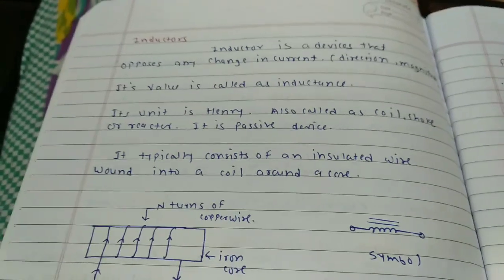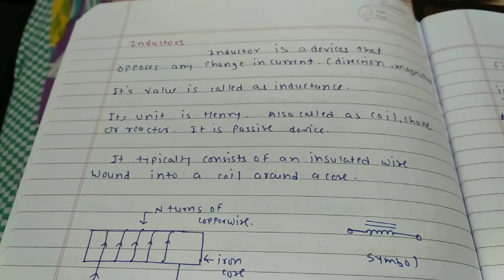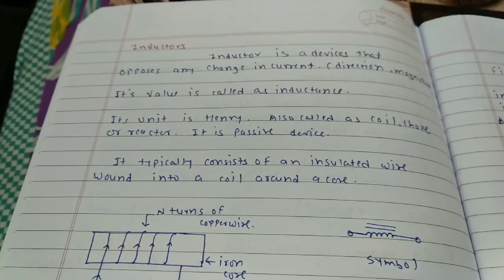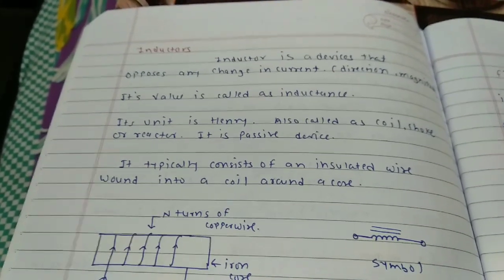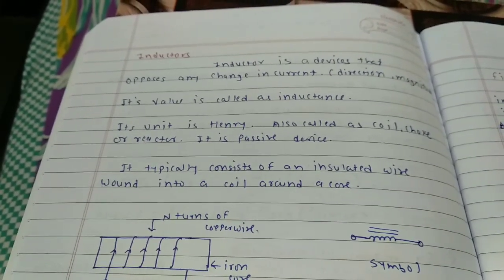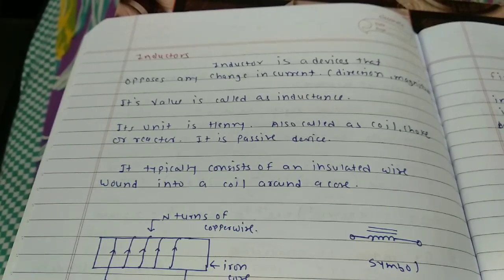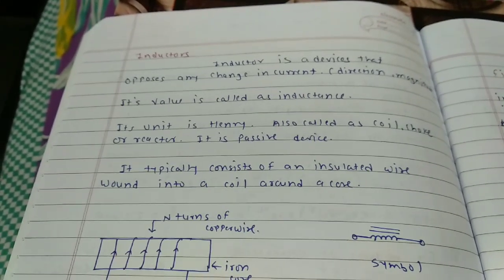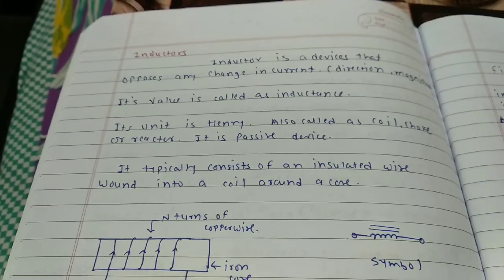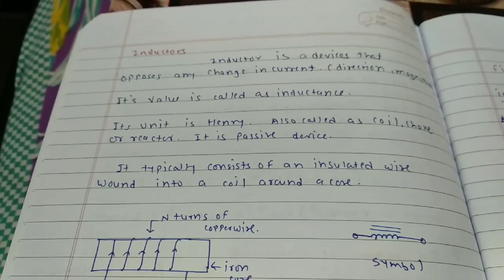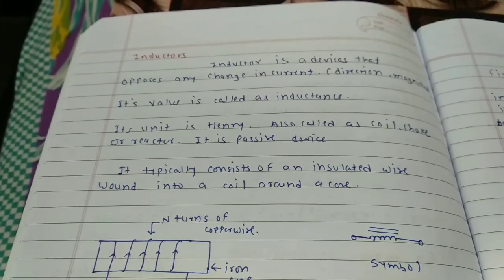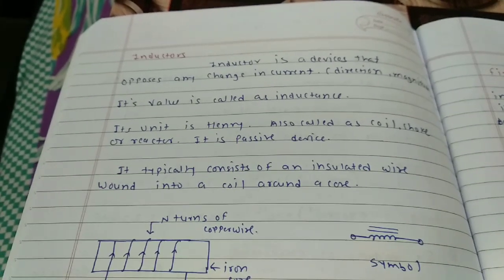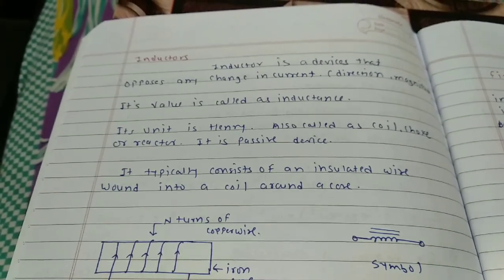Good morning everyone. In the last lecture we have seen what is an active device and what is a passive device, with examples of passive devices like resistor and capacitor. Today we will see the third passive device, the inductor. So let's start with the definition of an inductor. Basically, an inductor is a device that opposes any change in current. That change can be in terms of direction or magnitude.